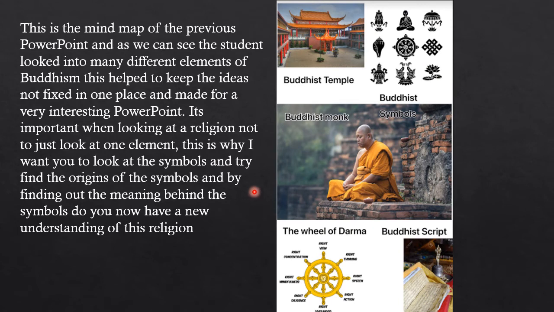So as we can see here, the mind map that we're looking at is linked with the PowerPoint in the previous slide. The student starts by looking at different Buddhist symbolism, and they take you through each single symbol, but they don't stop there. They also look at different symbols connected with Buddhism. So it also looks at the different temples and places of worship, and it also looks at the Buddhist monks.